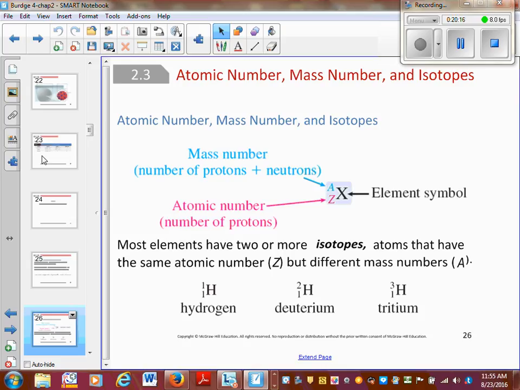Chlorine, 35. So 35 is the bigger number, so that's the mass. Atomic number 17. How many electrons? 17. How many neutrons? 18. Everybody got that? I can do pretty much any one in the periodic table.